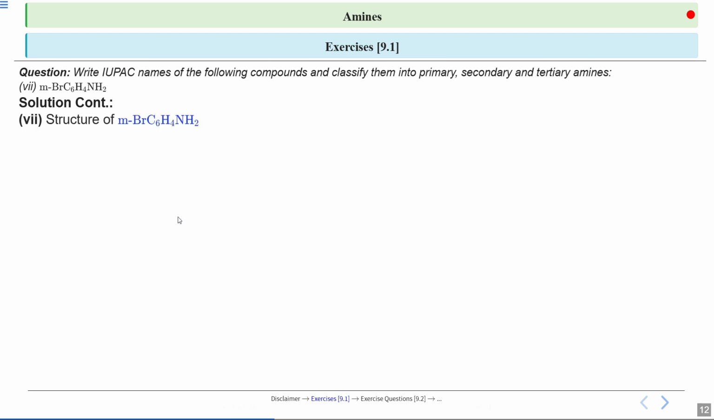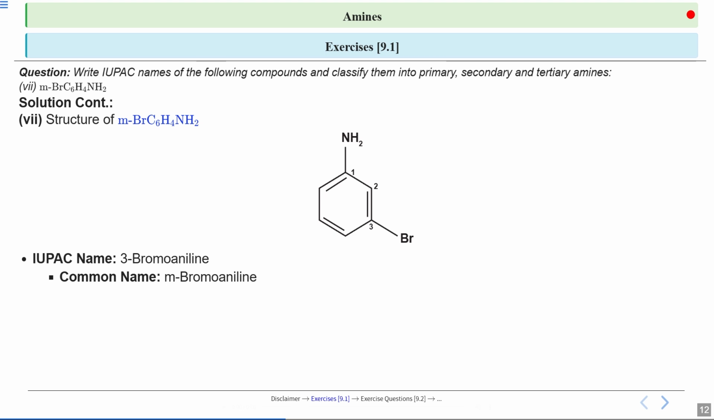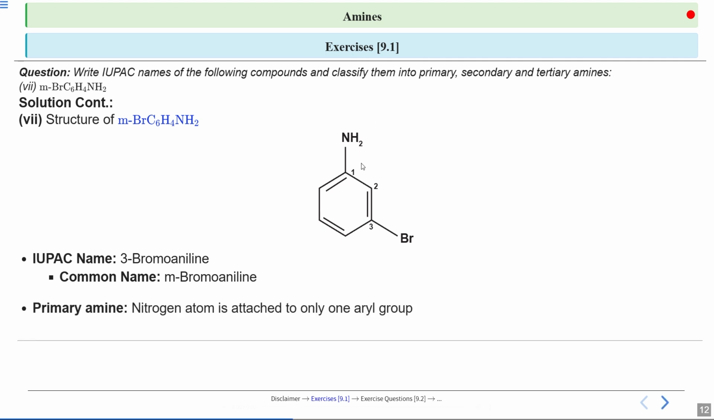In the next part, if we draw the structure, you will see this is the structure. This is showing that this Br group is meta to this NH2 group. If we do the numbering 1, 2, 3, it is 3-bromoaniline. And the common name is m-bromoaniline, where this m shows that this group is attached at the meta position. Now this is also a primary amine, because this nitrogen is connected to 2 hydrogens and only 1 aryl group.